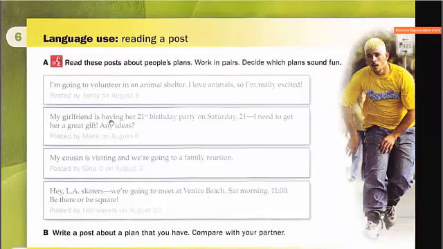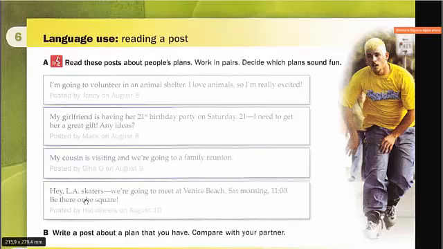Yes? My girlfriend is having her 21st birthday party on Saturday. 21st, I need to get her a great gift. Any ideas? Posted by Mark on August the 8th. Okay, another sentence. My cousin is visiting and we're going to a family reunion. Posted by Gina, okay, on August the 9th. This is the last text.